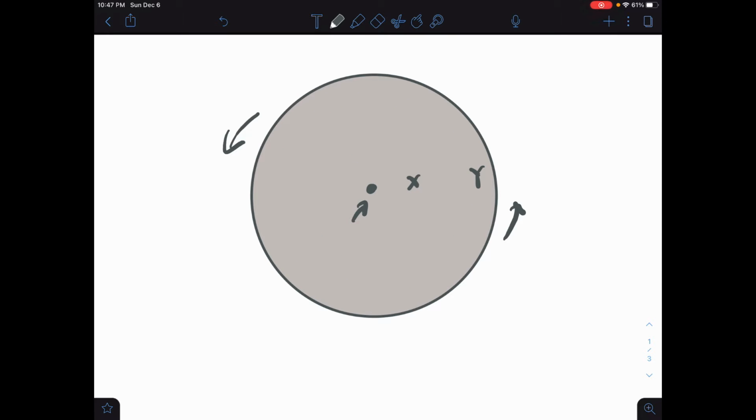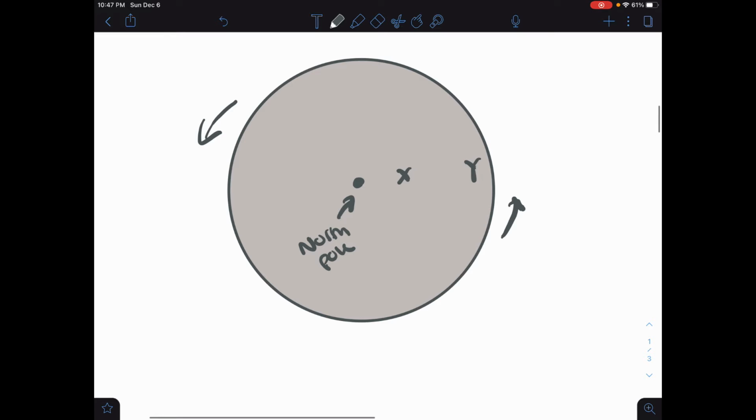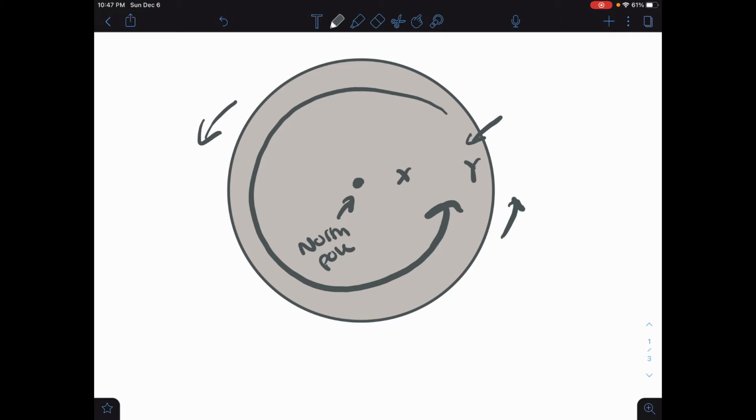Now suppose the gray disk, this whole disk, is the Earth from the top side. So this is the North Pole, and X is like a location near the North Pole, while Y is closer to the equator. So now Y, because of our analogy, would travel a larger distance because it just has a larger distance to go at the same time as X has to travel a smaller distance.